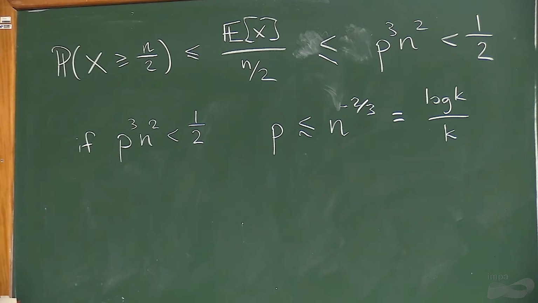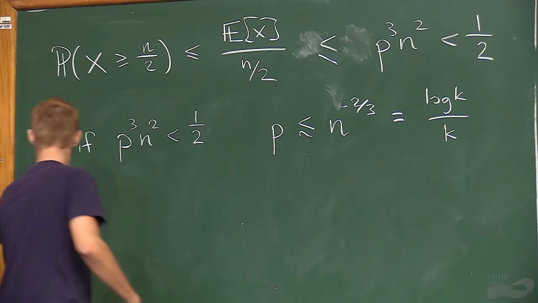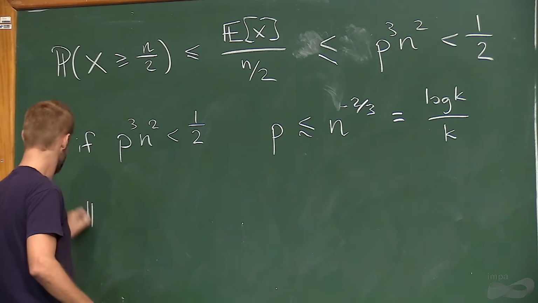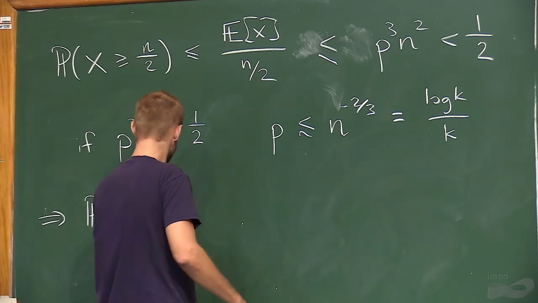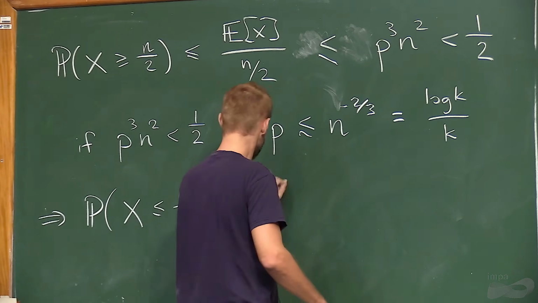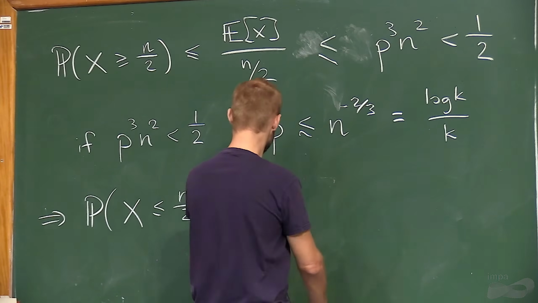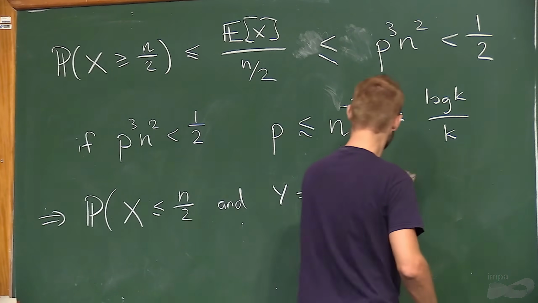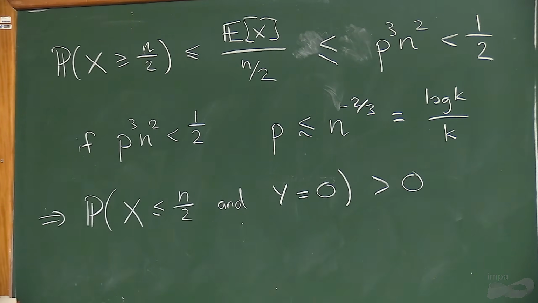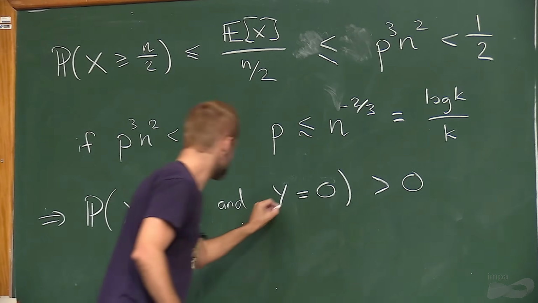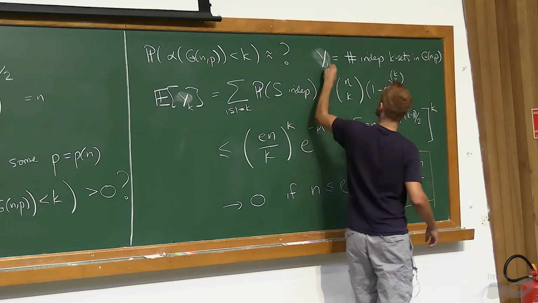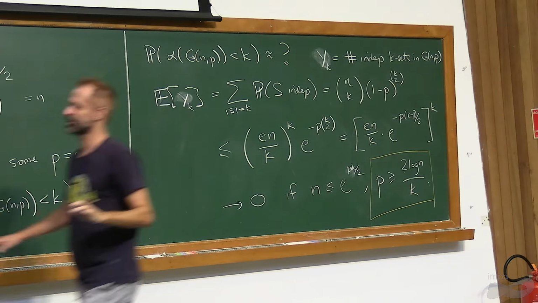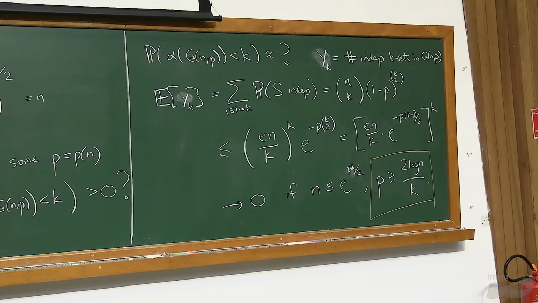So what have we shown? The probability that X is at most n over 2, and there is no independent set of size k, that is Y_k equals 0, is positive. Right? We'll call it Y_k. Okay, so how do we finish? Are we just done?